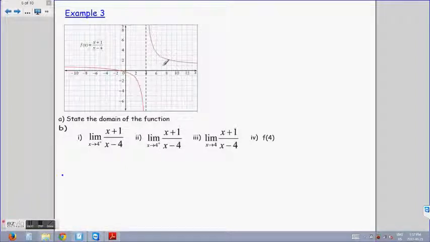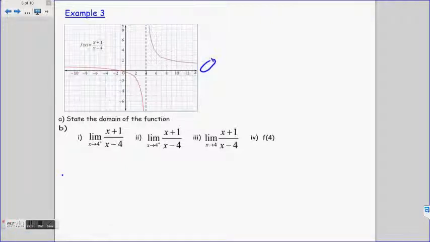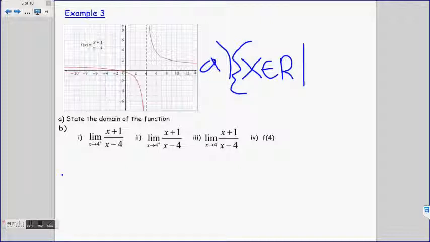So number A, just write up here, x belongs to a set of real numbers, and you always want to do these squiggly lines, such that x does not equal 4. And that's how you would probably represent that. So squiggly lines, x belongs to a set of real numbers such that x does not equal 4.